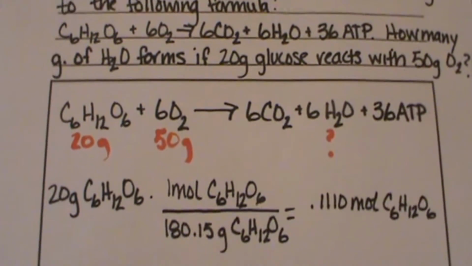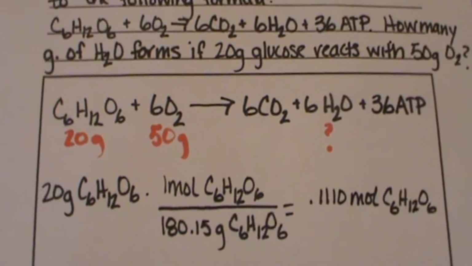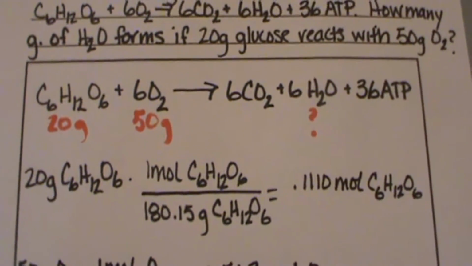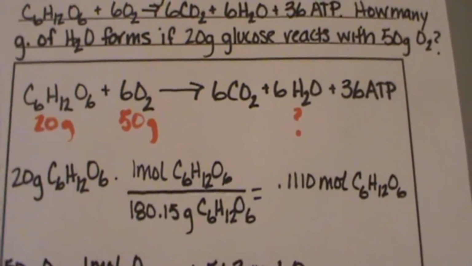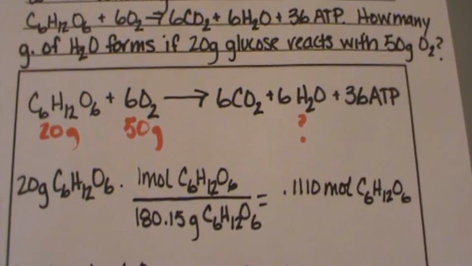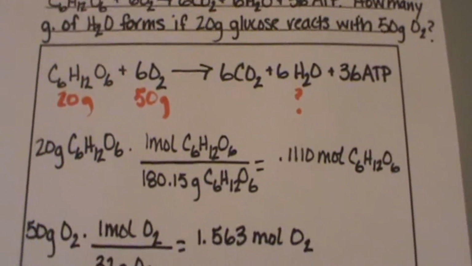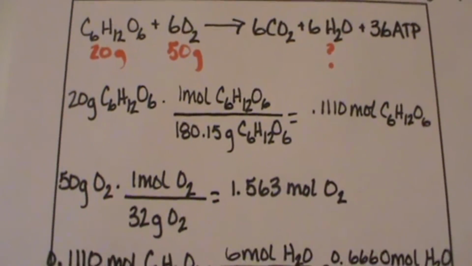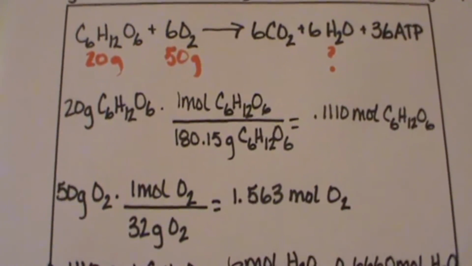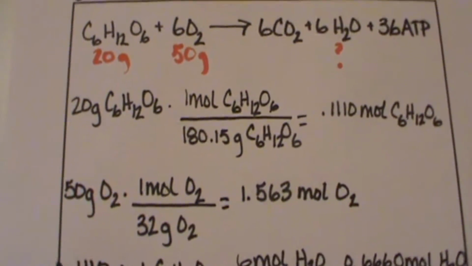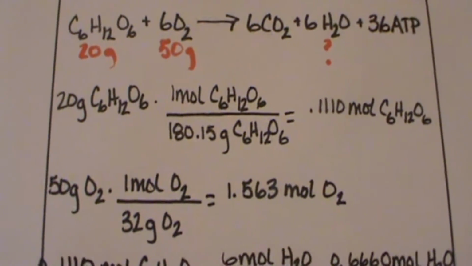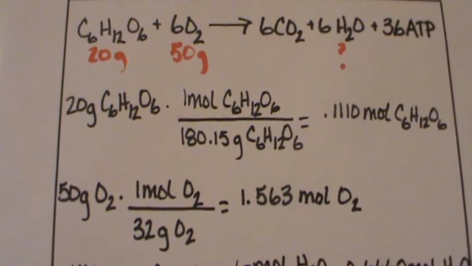So I have 20 grams of glucose, and 1 mole of glucose weighs 180.15 grams. So when I divide that out, I get 0.1110 moles of glucose. And then I will do the same thing for the oxygen. 50 grams of oxygen times 1 mole of oxygen is equal to 32 grams of oxygen. So when I divide that out, I get 1.563 moles of oxygen.